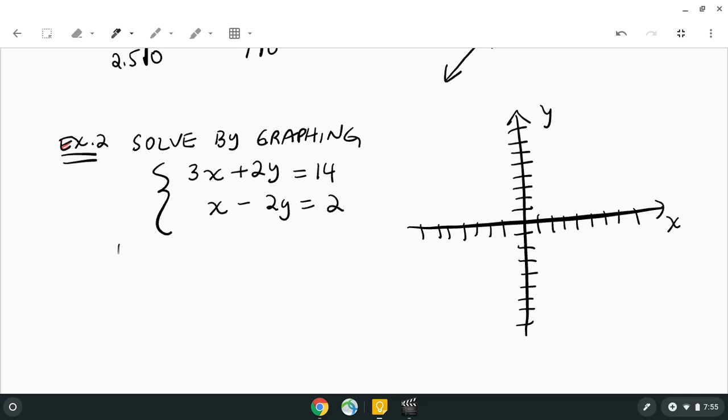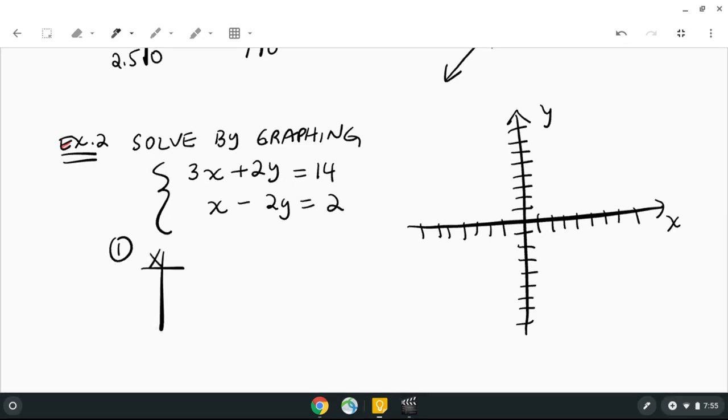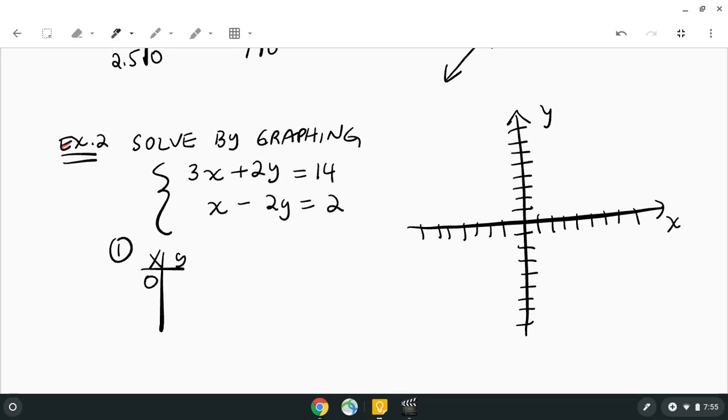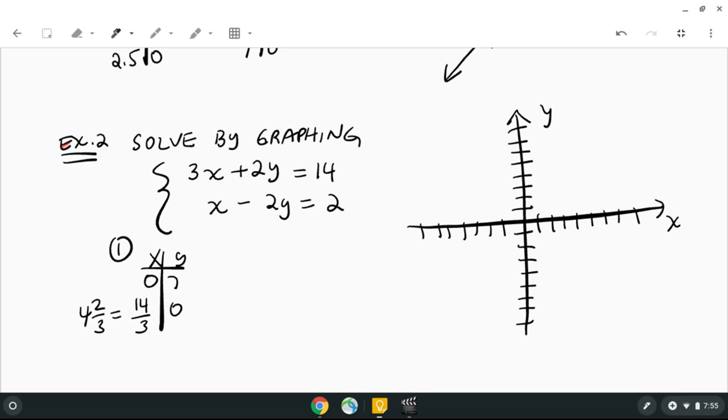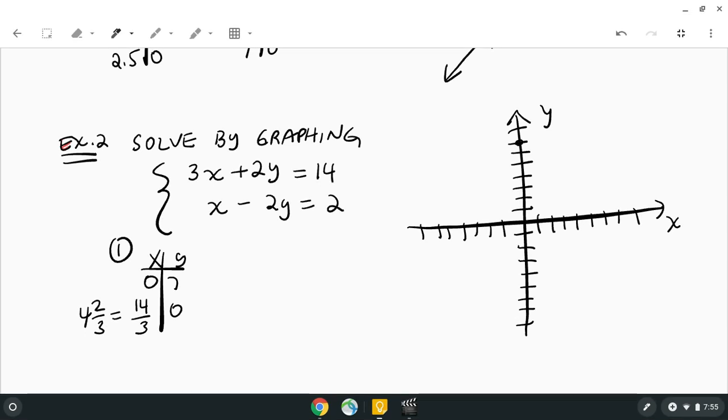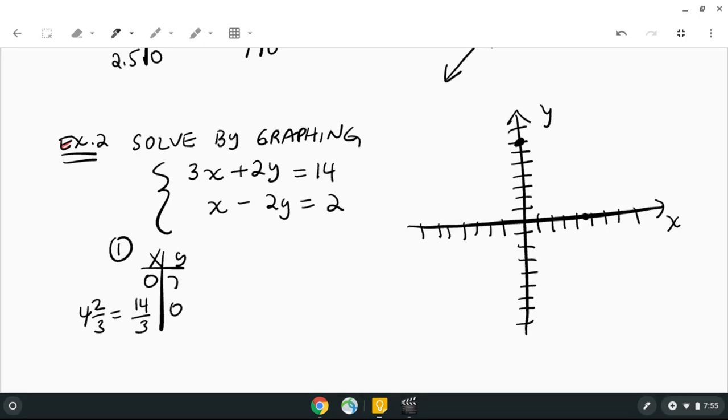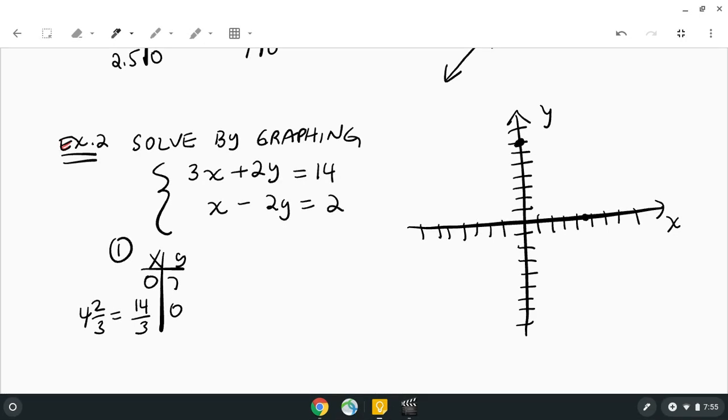Okay, I am going to make a table for that first one. Again, normally I just do this in my head. When x is 0, y is 7. When y is 0, x is 14 over 3, which is 4 and 2/3. Okay, so 0, 7, 1, 2, 3, 4, 5, 6, 7. And 4 and 2/3, 1, 2, 3, 4, 2/3. Okay, and drawing our line. Okay, that's the first one.